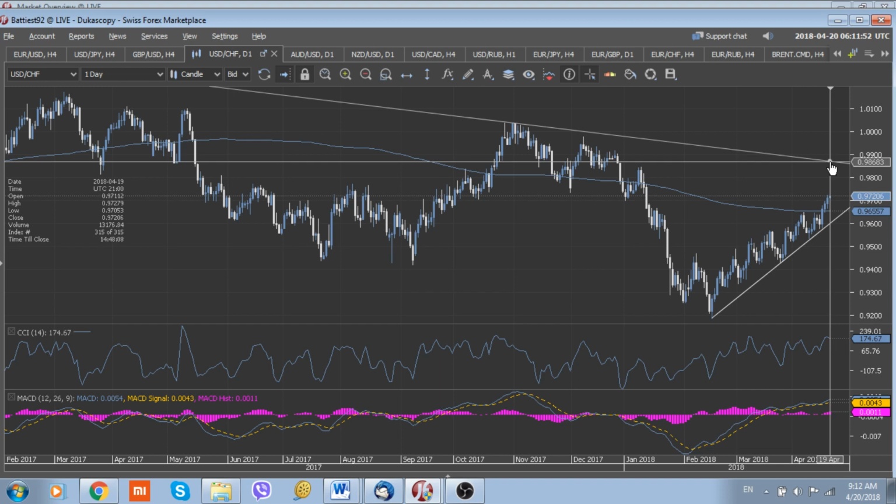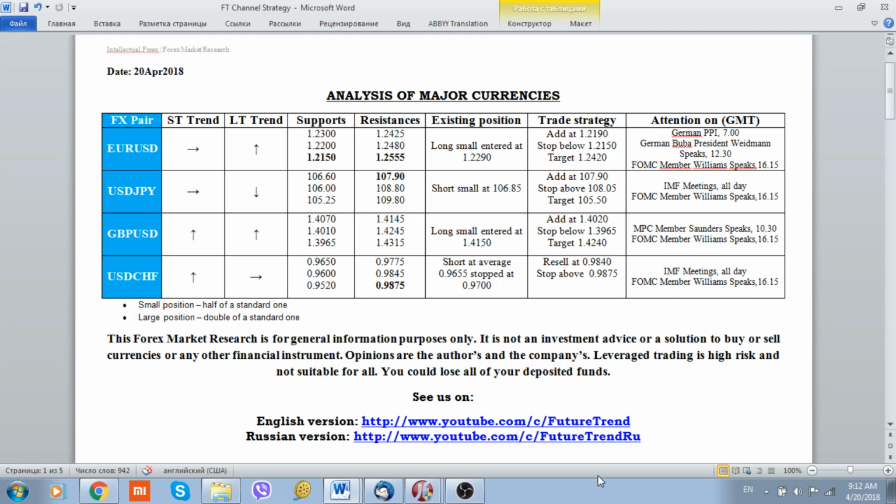At the moment, that's all regarding our strategy in the major currencies. Some time later we will come with our analysis of euro crosses.